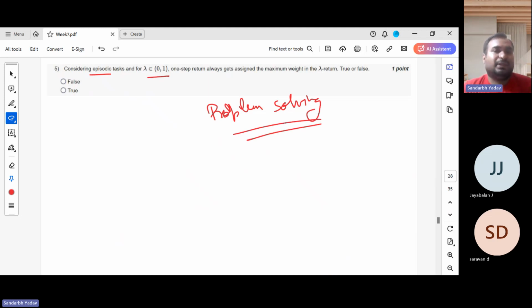Either way, it is false, right? You know this from there also, because we saw an example in which it was, I think, 0.3, 0.21 counter example and the remaining was 0.49, right? So it was giving more weight to the three-step return, not the first step return. So that counter example applies here also. This is essentially the same question but reframed in a different manner.